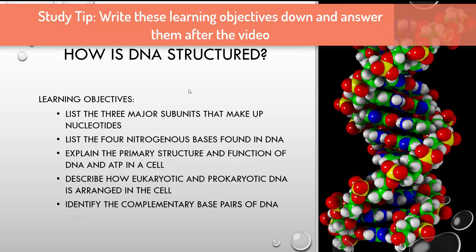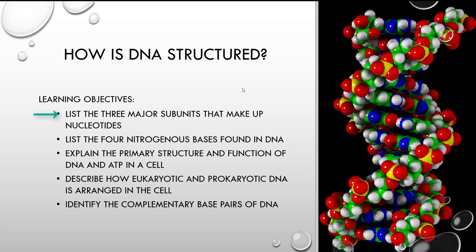By the end of this video, you should be able to list the 3 major subunits that make up nucleotides, list the 4 nitrogenous bases found in DNA, explain the primary structure and function of DNA and ATP in a cell, as well as describe how eukaryotic and prokaryotic DNA is arranged in the cell, as well as identify the complementary base pairs of DNA.